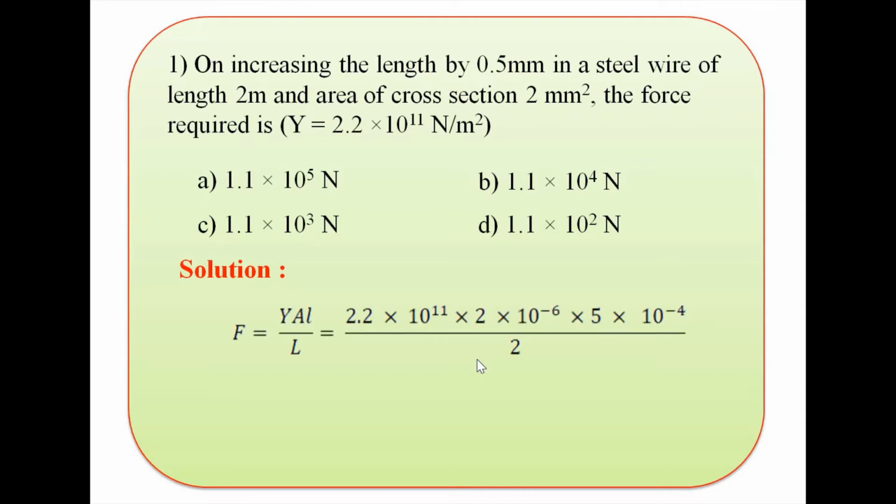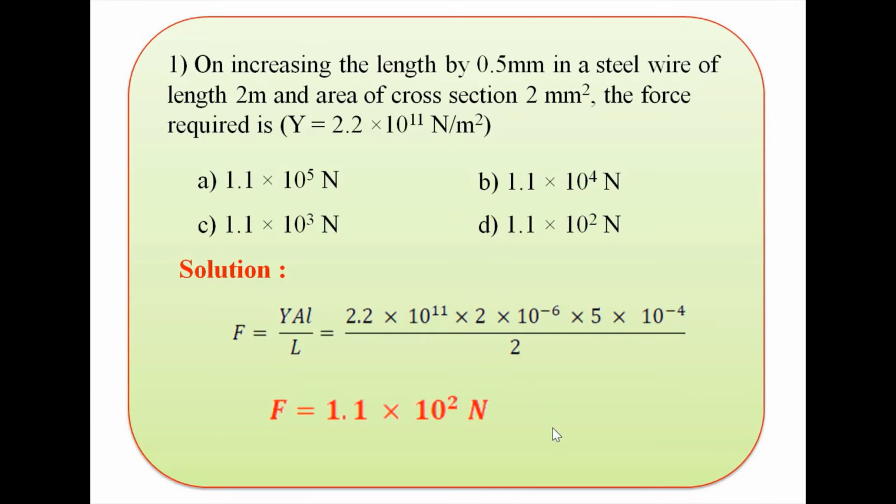We know that force has the formula Y A small l, that means extension, divided by the original length. So putting the values of Young's modulus, area of cross section, extension and original length in this formula, we get 2.2 into 10 raised to 11 into 2 into 10 raised to minus 6 into 5 into 10 raised to minus 4 divided by the 2. Solving this, we get the final answer. In simplest form, F is equal to 1.1 into 10 raised to 2 Newton. That means option D is correct.